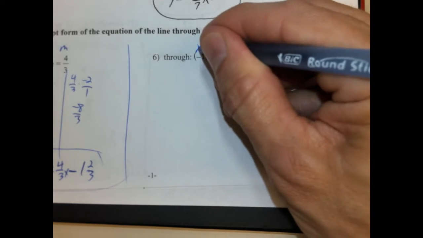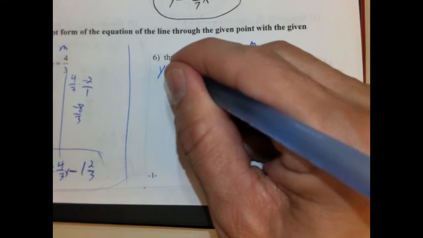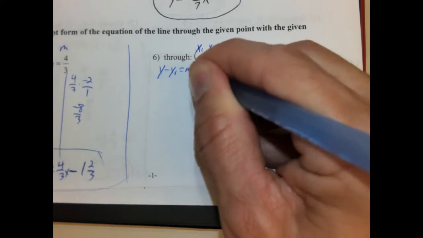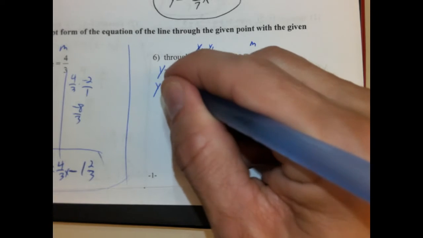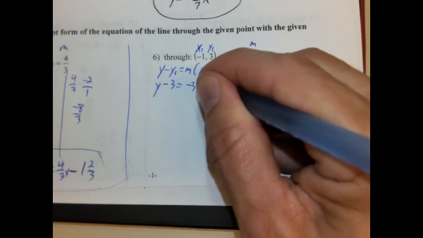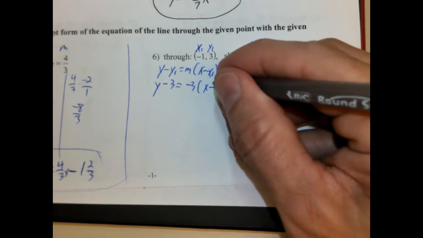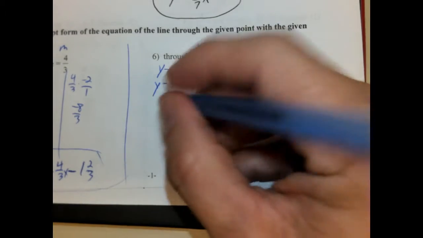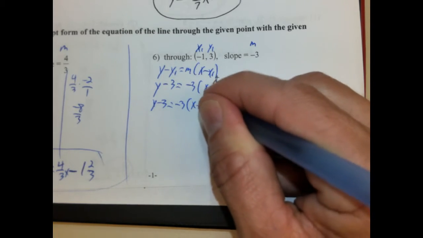Okay, let's label these. So x1, y1, and our m. So y minus y1 equals m parentheses x minus x1. So our y1 is 3, our m is negative 3, and our x1 is negative 1. So we have to get rid of this double negative here. So let's rewrite this. We're going to write y minus 3 equals negative 3 parentheses x plus 1.